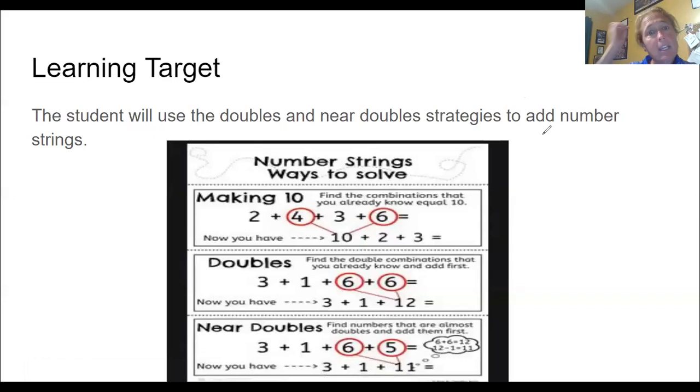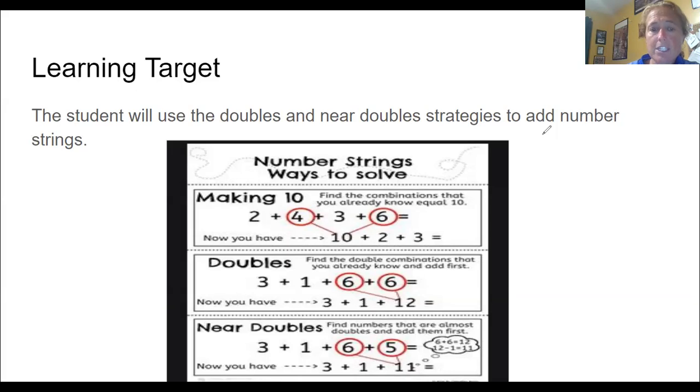All right, now our number string strategies are all on this chart, so I just want to go over them one more time before I let you go. Making 10 is our first strategy. That's when we're finding 2 of the 3 numbers that equal 10, so it's easier to add to that 10. Doubles is when we find 2 numbers of the 3 that are the same number, and so it's easier to add them together and then add them to the last number.